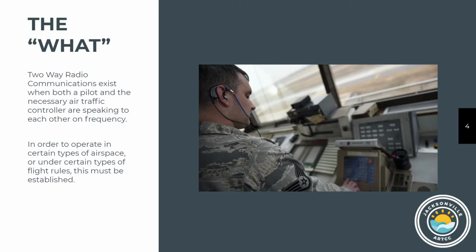Two-way communications, the what? Two-way radio communications exists when both the pilot and the air traffic controller are speaking to each other. It's not when you're speaking to another pilot, it's when you're speaking to the controller. In order to operate in certain airspaces and on certain flight rules, you have to have two-way communication. So the picture here is of a staff sergeant who's talking to somebody apparently.